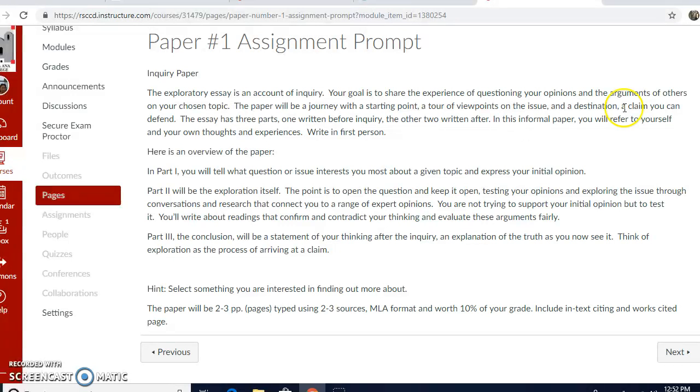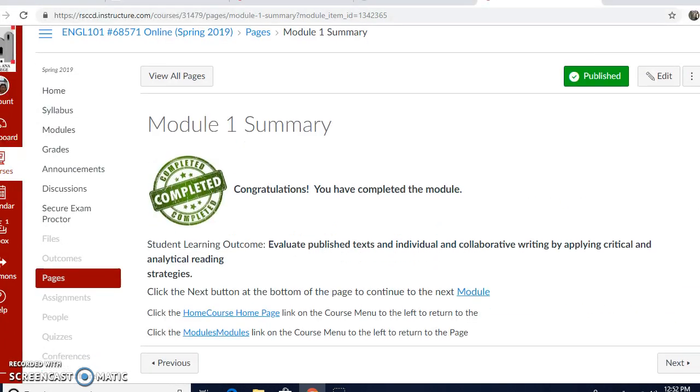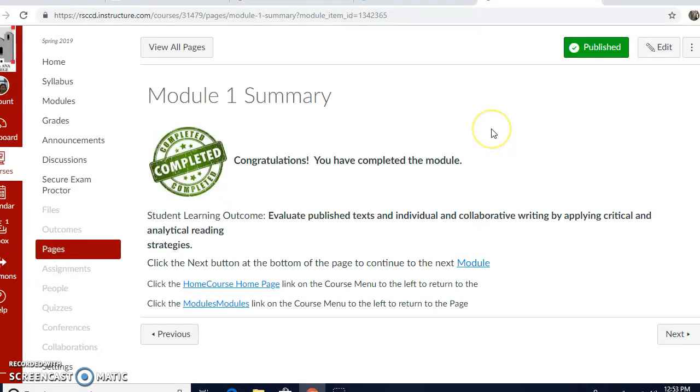And finally, this module 1 summary basically is looking at the main objective in module 1, which would be to do the readings and critically analyze the points of the readings, and then also apply it to future paper assignments and so forth.